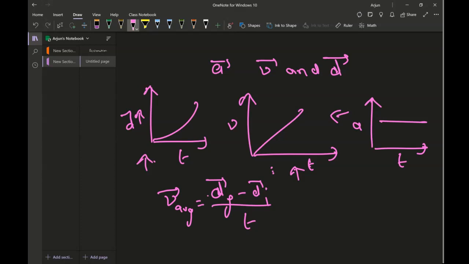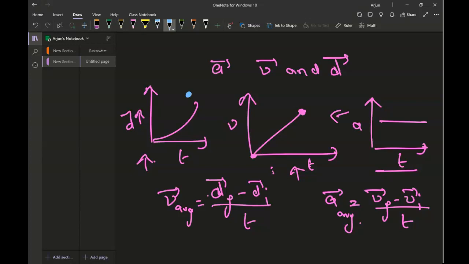Now, if the velocity is given, a final velocity is given to you, and you are asked to find out the acceleration, then you will use the formula: acceleration is equal to velocity final minus velocity initial divided by time. Again, this will be an average acceleration. So if you carefully notice this, you are moving from the displacement to the velocity, and then you are moving from the velocity to the acceleration. You are moving in the forward direction.